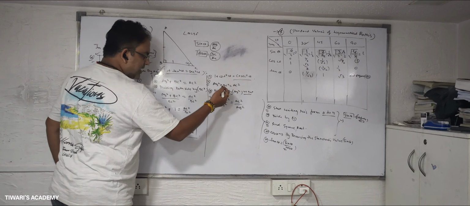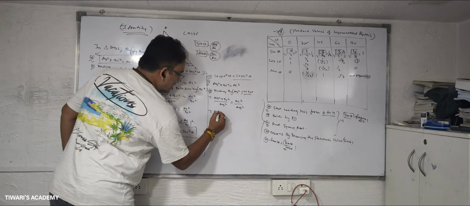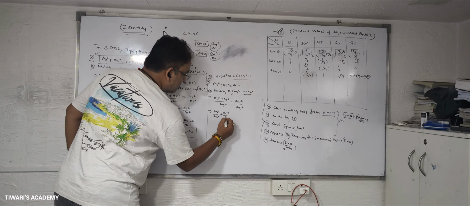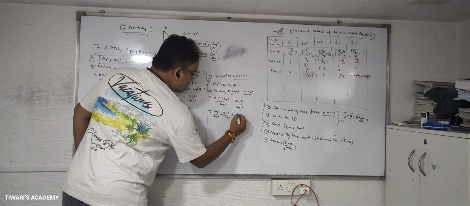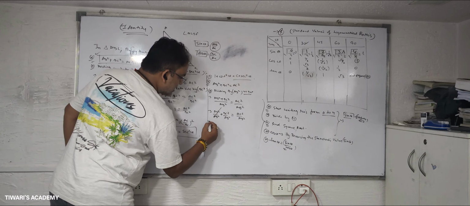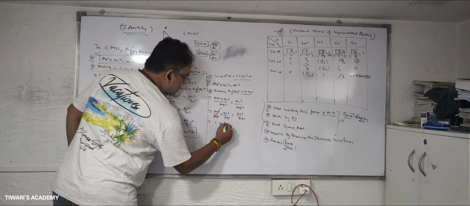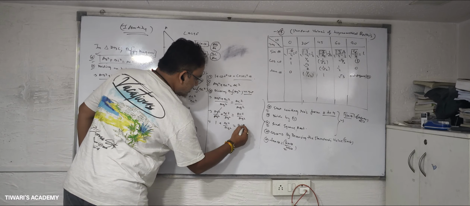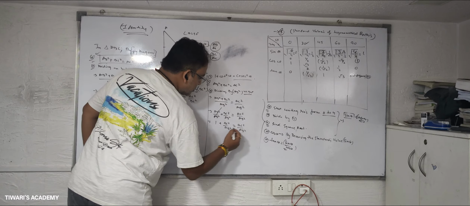Now what will happen if I take them individually? So AB square upon AB square plus BC square upon AB square is equal to AC square upon AB square. Now this whole thing gets cancelled. I'll get 1 plus BC square upon AB square is equal to AC square upon AB square.